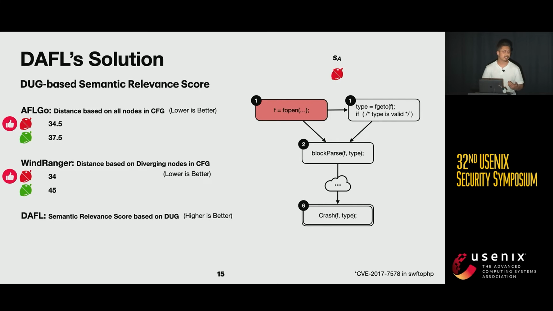And it is directly assigned the score of 1. On the other hand, we have seed B, which covers 2 nodes in the DUG, each assigned a score of 1. And DAFL assigns the sum of all the scores of the nodes that it has covered. So seed B is assigned a score of 2. And since this is a semantic relevance score, the higher is the better. So DAFL can finally prioritize seed B over seed A, solving the problem.